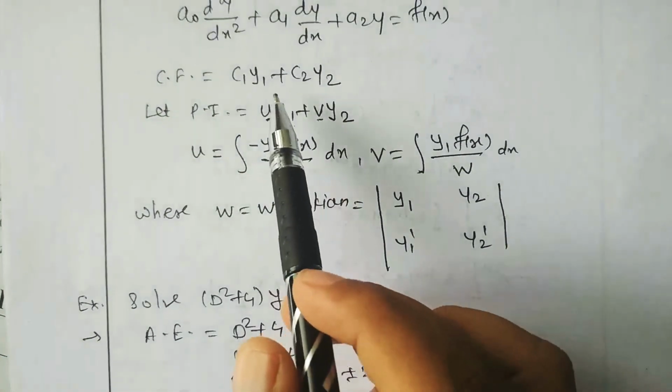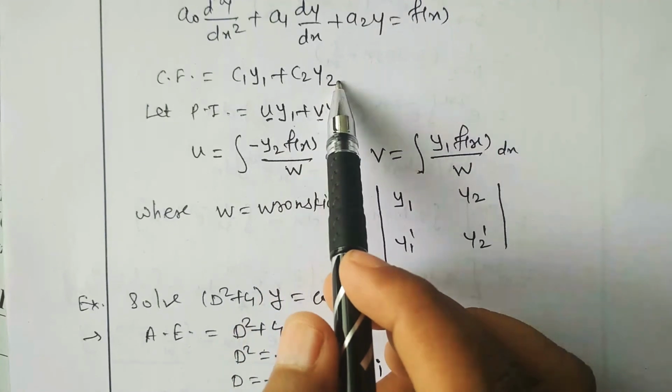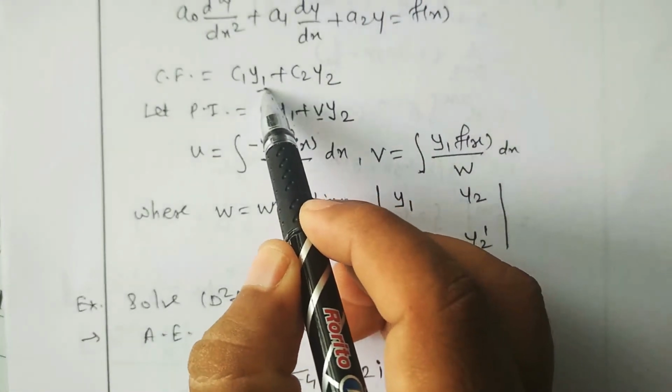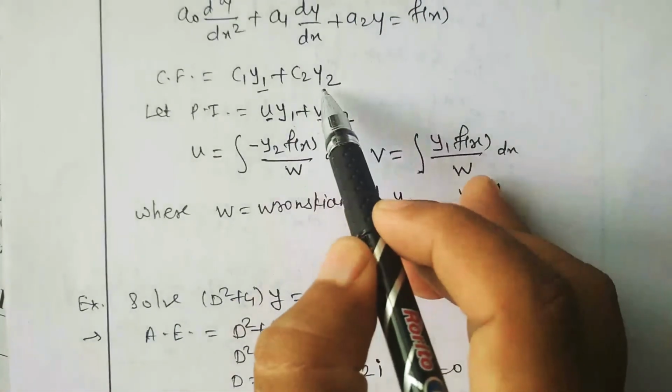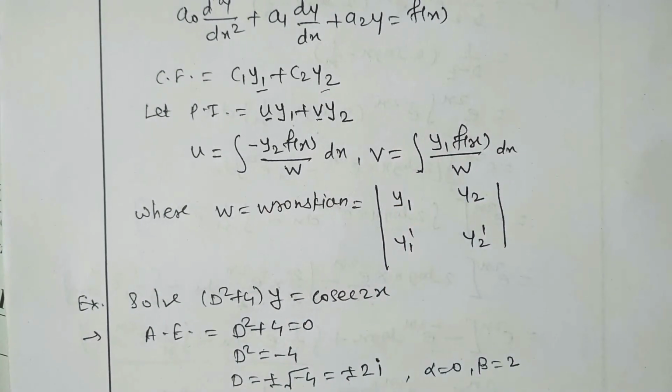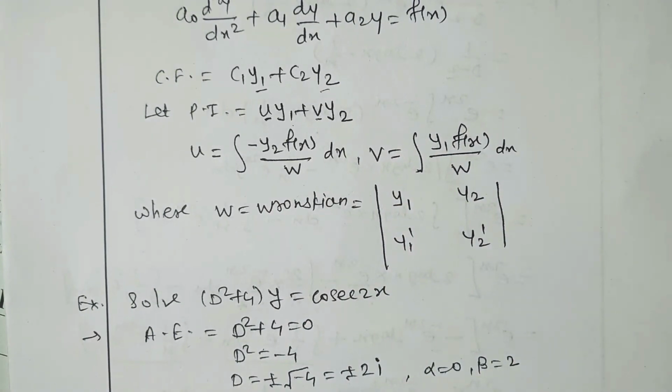Our actual CF is C1 y1 plus C2 y2. That means value of y1 is coefficient of C1 and value of y2 is coefficient of C2. So here y1 is cos 2x and y2 is sin 2x.